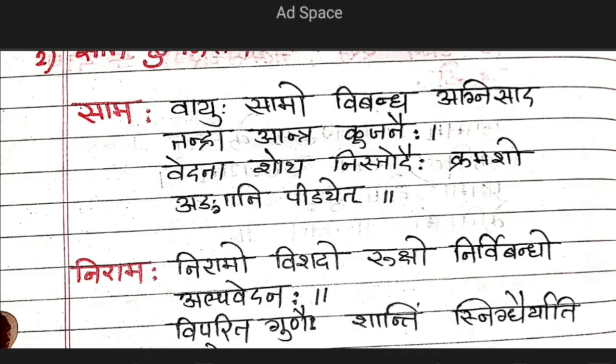Vayoh Sama Vibandha Agni Sada Tandra Antra Kujana Vedana Shotha Nistoda Kramosho Angani Pidayet. What is written in the shloka? The features of Sama Vata are Vibandha, which means obstruction of channels. Agni Sada, diminished function of Agni. Tandra, drowsiness. Antrakujana, which means increased bowel sounds. Vedana, pain all over the body, along with Shotha, swelling. Nistoda, pricking pain. Sama Vata gradually circulates all over the body and is capable of instantaneous manifestation.